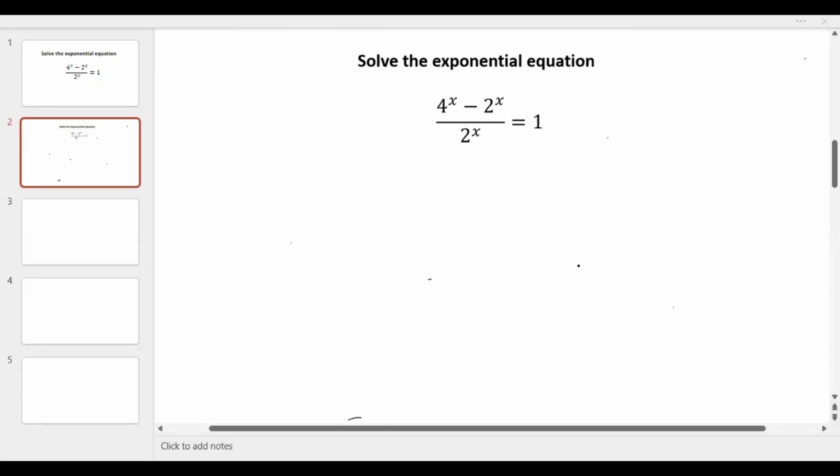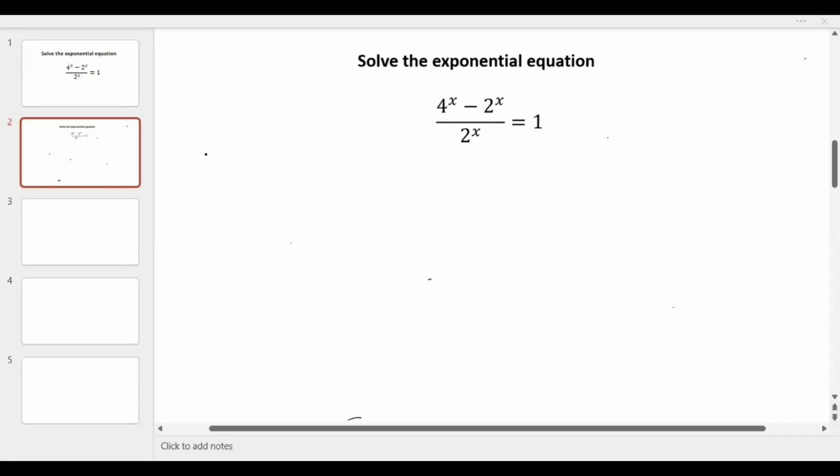to today's video. In today's video, we have the exponential equation 4 to the power of x minus 2 to the power of x, all divided by 2 to the power of x equals 1. And we have to find the value of the unknown x in this equation. Now, to start with, you look at the left-hand side of your equation.